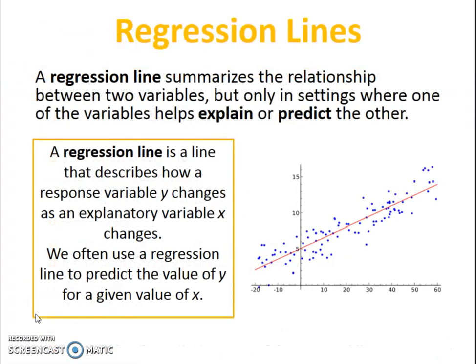So regression summarizes the relationship between two variables, obviously quantitative variables, but only in the setting where one of the variables helps explain or predict the other. If your data is not linear, you should not find the regression line. It describes how the response variable y changes as the explanatory variable changes. Like I said, we use it for predictions. You can see here the scatter plot shows a linear relationship, and that red line going through is called our regression line.